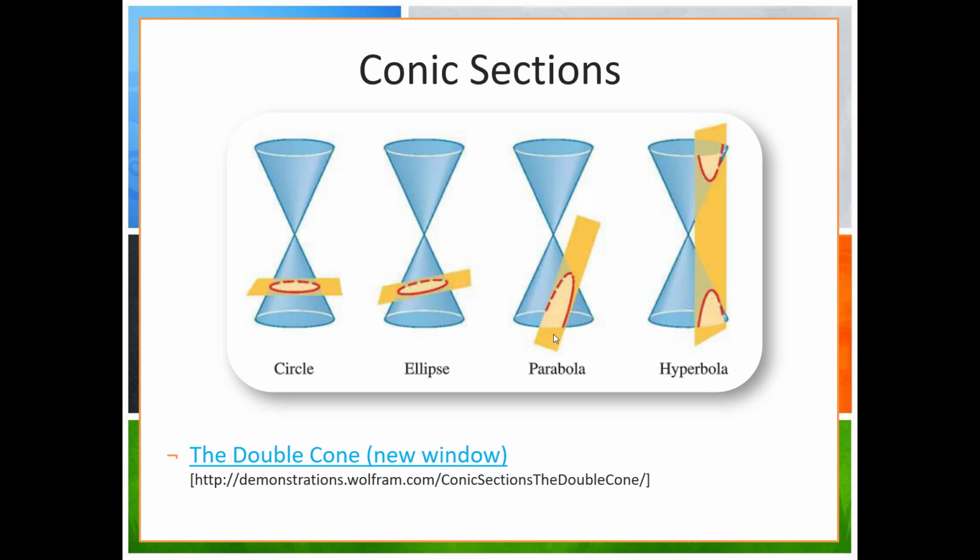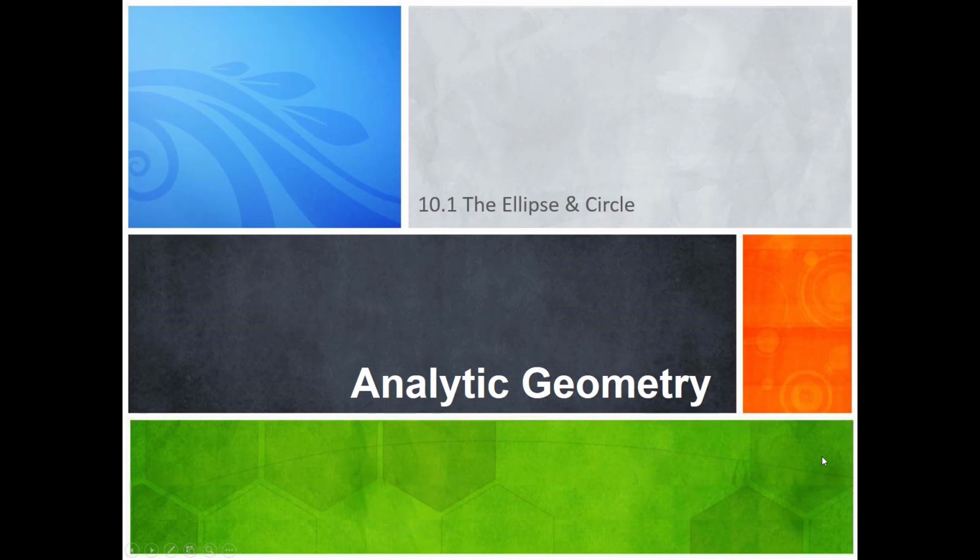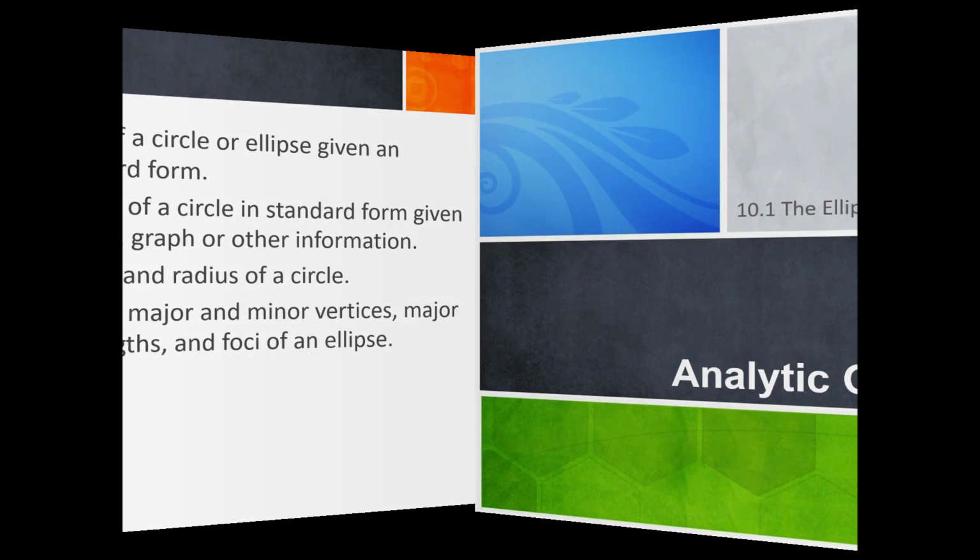create a parabola shape. And if we kept tilting it past that parallel line, so now we had a plane that was, say, maybe vertical, and it intersected both of the cones, it would actually create two curves, one at the top cone and one on the bottom cone. And so those two curves together create a hyperbola. So again, in this example, you can look at a bit more of an interaction with this Wolfram demonstration. But again, we're going to be looking at circles and ellipses in this video.